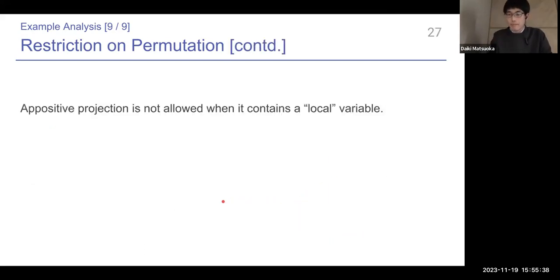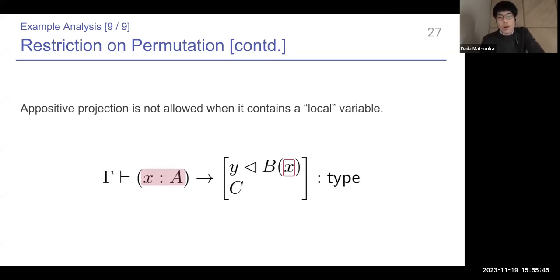And then we can give a kind of generalization for the phenomena. Appositive projection is not allowed when it contains a local variable. So here, we have this large pi type, and X is here, and the appositive content depends on this X. And in this case, Bx cannot project out. So this is the general pattern of this phenomena, we think.